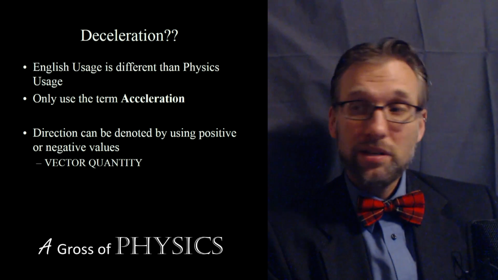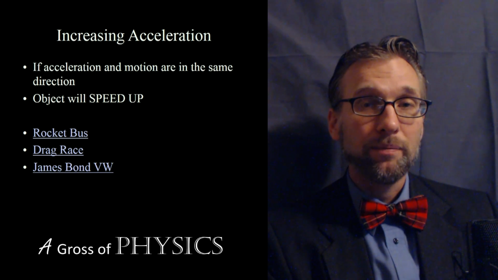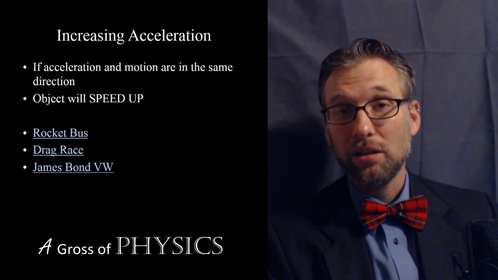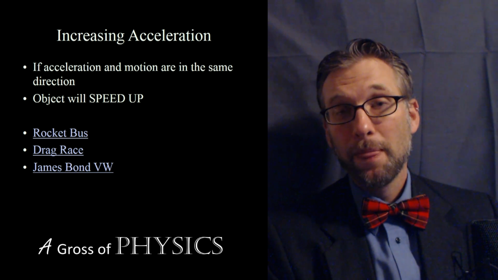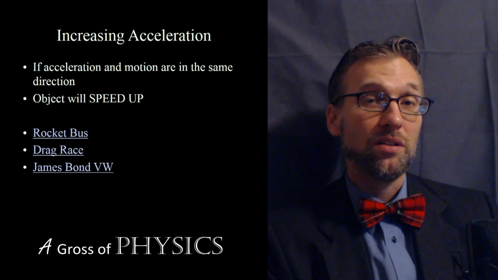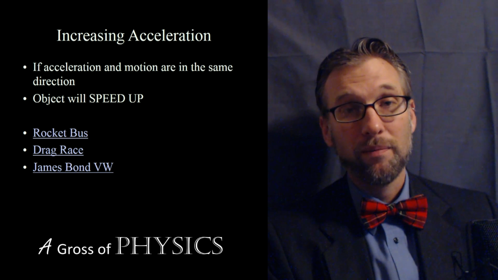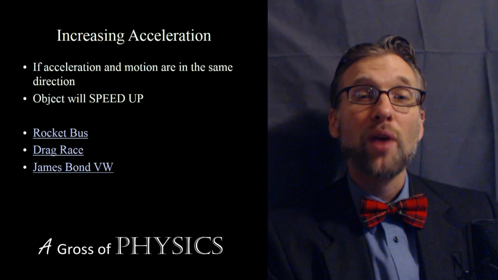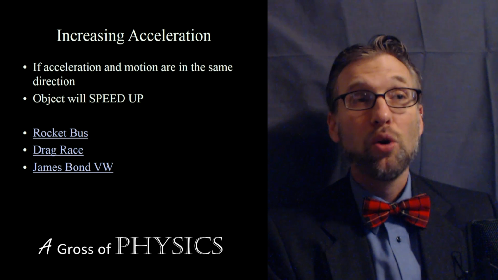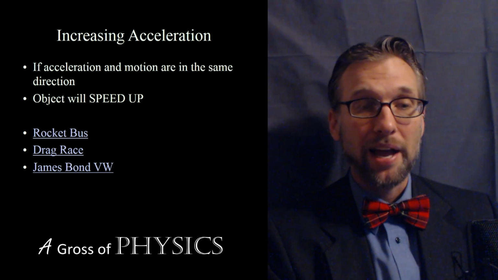Now, how can we tell if an object's going to speed up or slow down? Well, if the acceleration and the motion are in the same direction, the object's going to speed up. If the acceleration and the direction of motion are in opposite directions, the object's going to slow down. So we can tell just by the direction of the object's movement and the direction of the acceleration whether or not we're speeding up or slowing down.